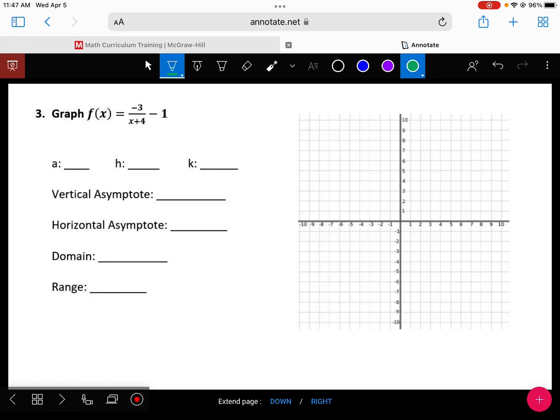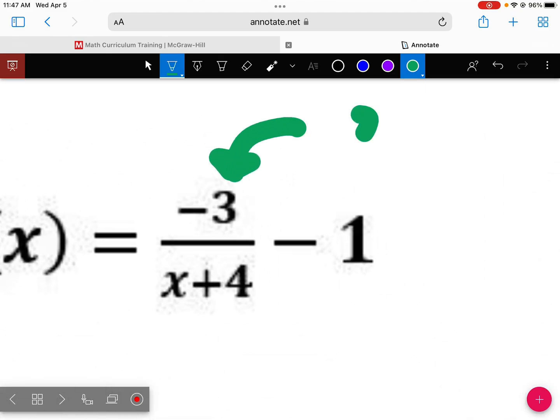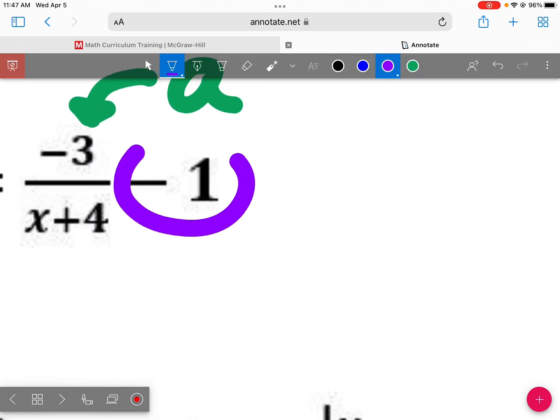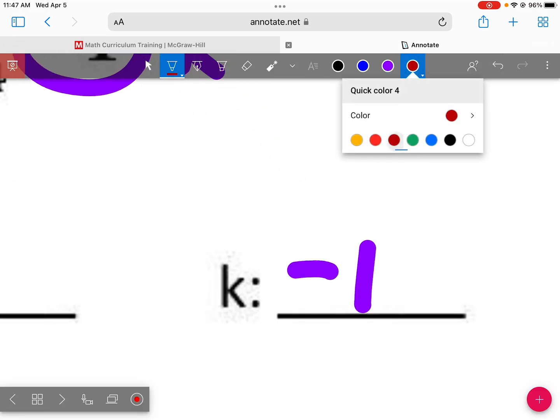What is A? -3. What is K? -1. How do I find H?